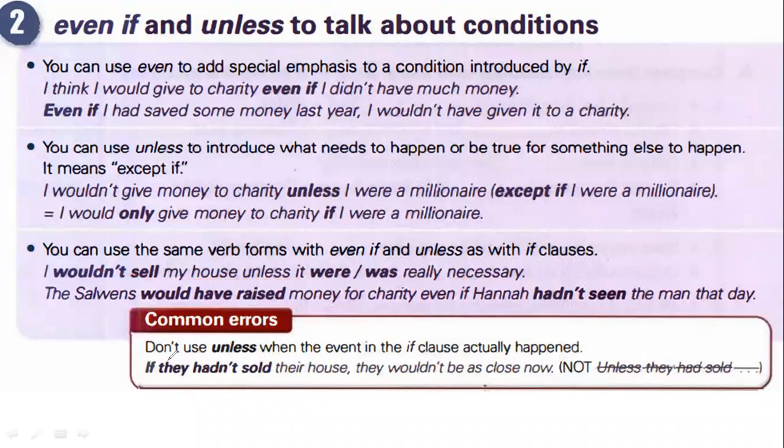Common errors. Don't use unless when the event in the if clause actually happened. So if the event is in the past, you can't use unless. Unless is only for the present or the future. An example: if they hadn't sold their house, they wouldn't be as close now. That would be if they hadn't sold, not unless they had sold.